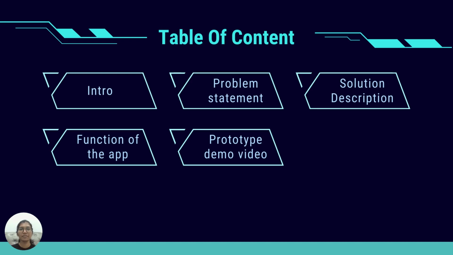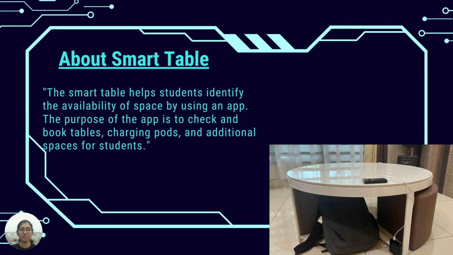Today I'm going to explain our Smart Table: the problem statement, solution description, function of the app, and prototype demo video. The picture below shows an example and idea of the prototype that we have come up with. The size can be improved in the real project. The smart table helps students identify the availability of space by using an app. The purpose of the app is to check and book tables, charging ports, and additional space for students.